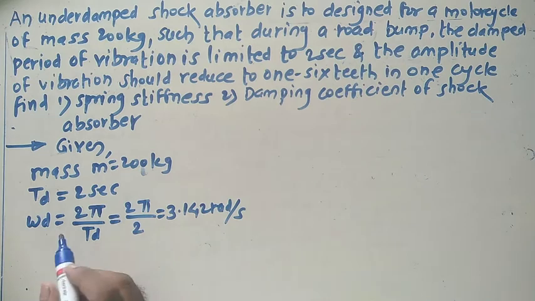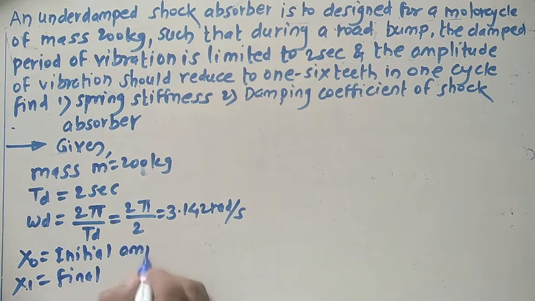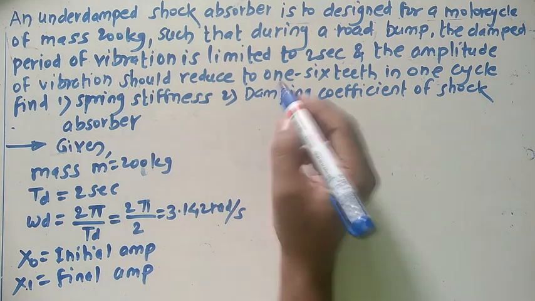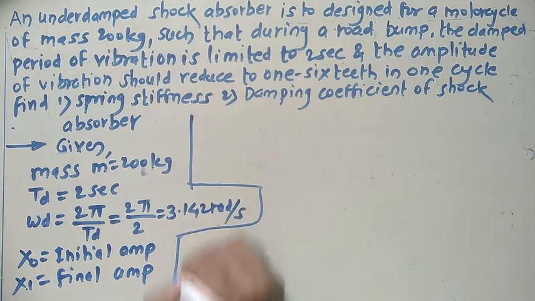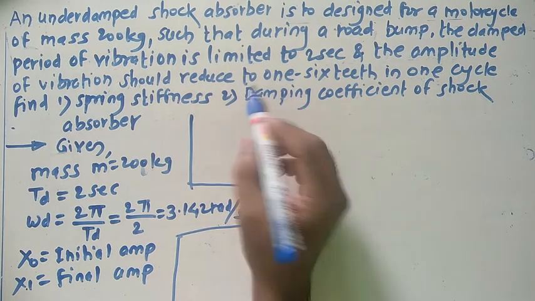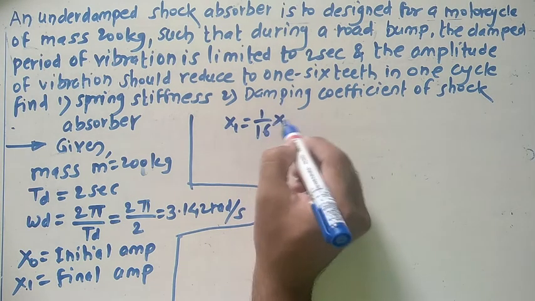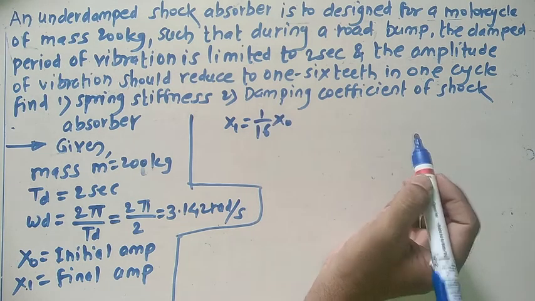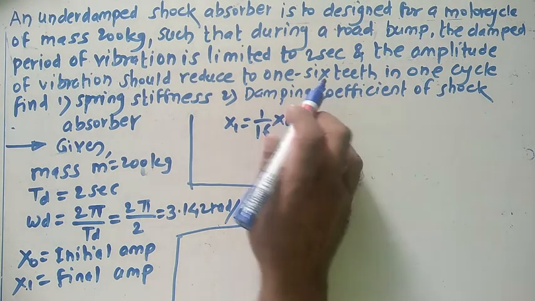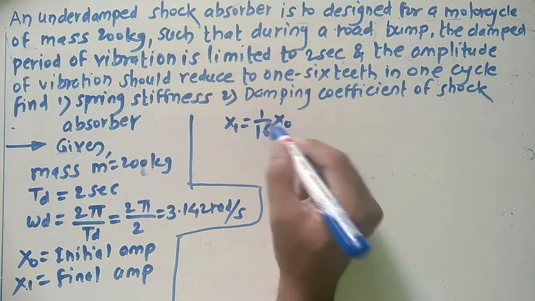Okay, if I assume x naught is the initial amplitude and x1 is nothing but the final amplitude. So the relation between initial and final with us, a single cycle is given, only a single cycle with us. So what relation we get here: x1 is nothing but 1/16 of x naught in one cycle. Okay, this is the information given. Means we can get the relation between both these terms like this.